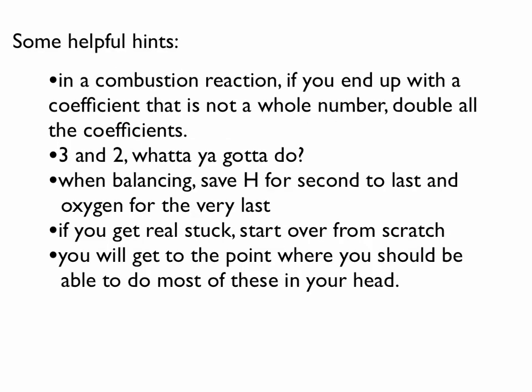Some helpful hints. If you're balancing a combustion reaction and you end up with a coefficient that is not a whole number, like 4.5 or something like that, in order to get whole numbers in front of all of your reactants and products, you multiply everything by 2. Multiplying everything by 2 will take that 4.5 and turn it into a 9, and you'll have whole numbers in front of all of your reactants and your products.